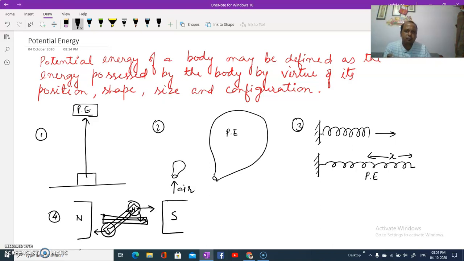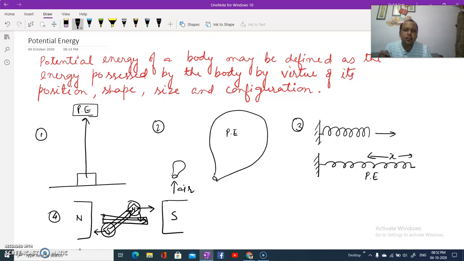Now look at the examples once again. In the first example, we have seen that some work is done because of which the position has changed. So the work done is stored as its potential energy. In the second case, we have seen that air is blown into the balloon, so the size has changed. Whatever work is done is stored as its potential energy. In the third case, we stretched the spring and there is a change in the shape. So the work done is stored as its potential energy. In the last example, when we place a magnet in between magnetic poles, its orientation changes. This change in orientation is because of the work done on it, which will be stored as its potential energy. So there are different types of potential energy, and in all the cases, the value of potential energy will be different.